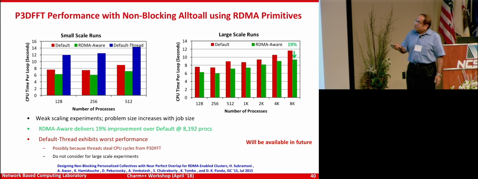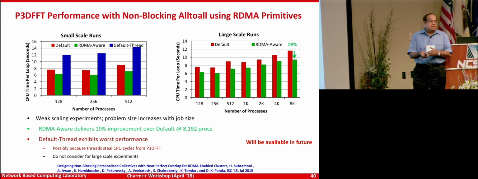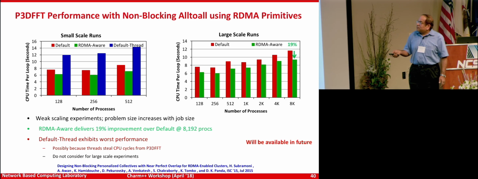So if you compare the default versus this RDMA-aware design, and then the default thread, we have a thread there, and the default thread doesn't show good performance because it takes away CPU cycles. But if you do an intelligent RDMA-aware design with non-blocking, these are the green lines where you see very good benefits. Again, this has not been incorporated into the release we are working on.